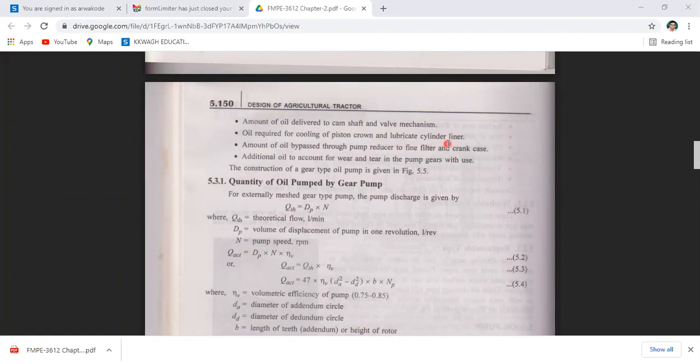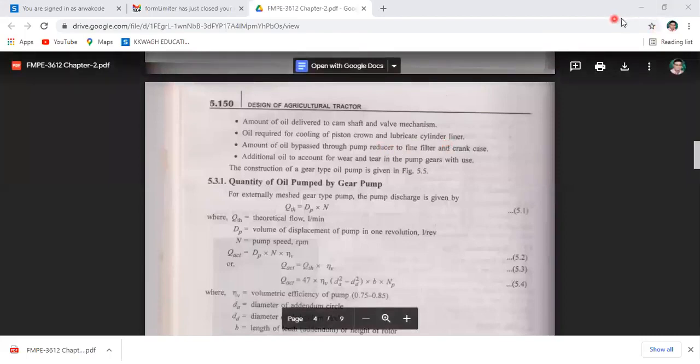So what do you mean by piston crown? Piston crown म्हणजे कोणता पोर्शन पिस्टनचा? Can anyone tell? What do you mean by crown of piston?